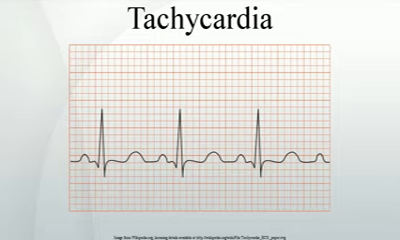Unstable. In those that are unstable with a narrow complex tachycardia, intravenous adenosine may be attempted. In all others immediate cardioversion is recommended.